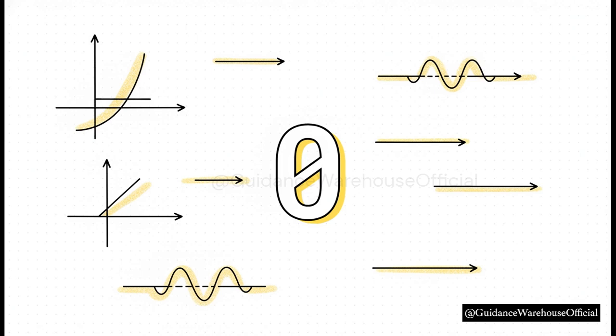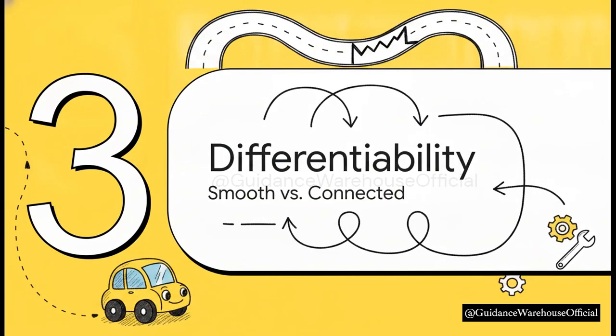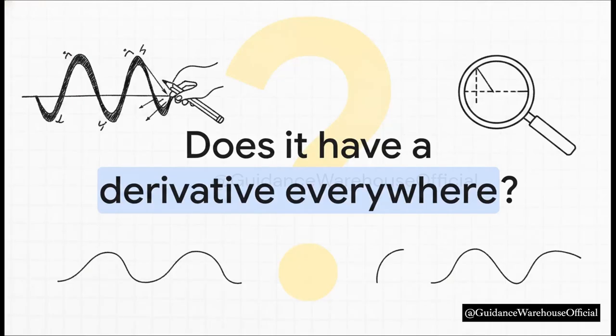It's not going up, it's not going down. The slope is exactly 0, which means our derivative function crosses the x-axis at exactly 0. Let's roll into section 3, continuity versus differentiation. All right, this is where we actually solve our toy car track problem from earlier.